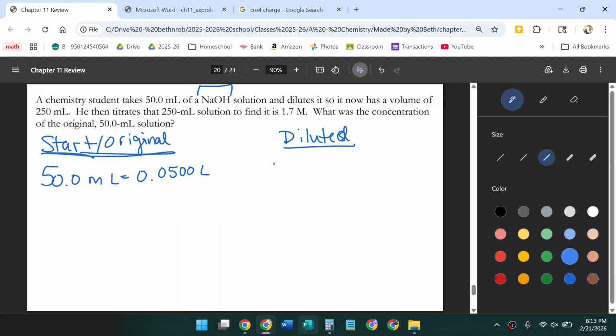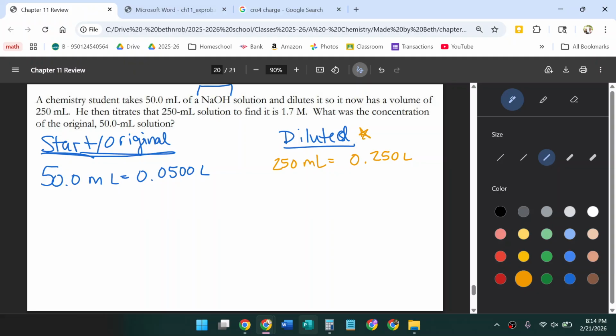And we diluted it, and so now it is, let's change to a different shade of blue. We now have 250. That looks exactly the same. That is not helpful. Let's use orange this time. So we have 250 milliliters, or we could say 0.250 liters. That's our new amount. And then we titrate this.